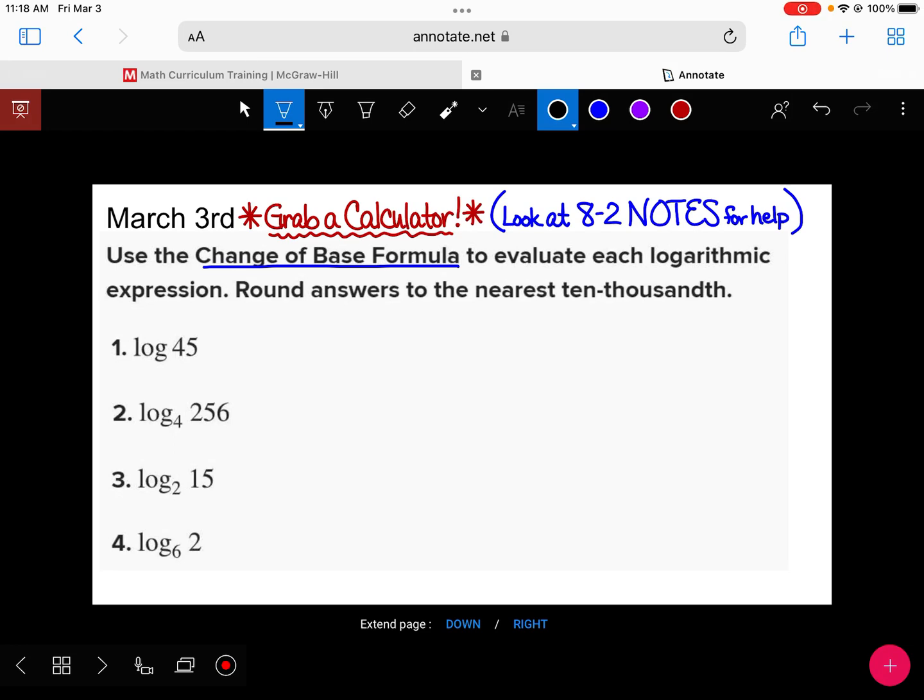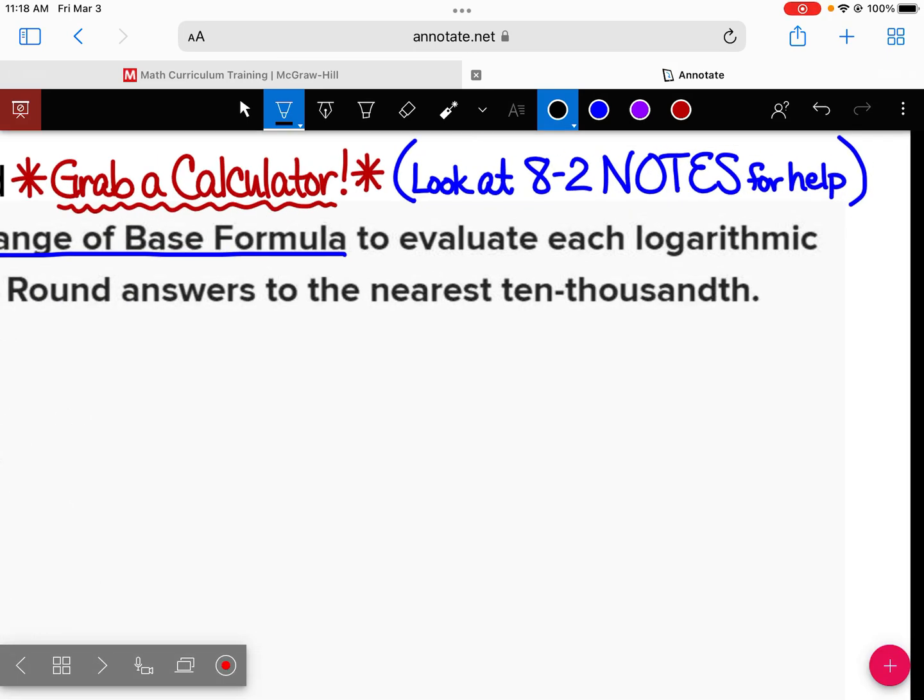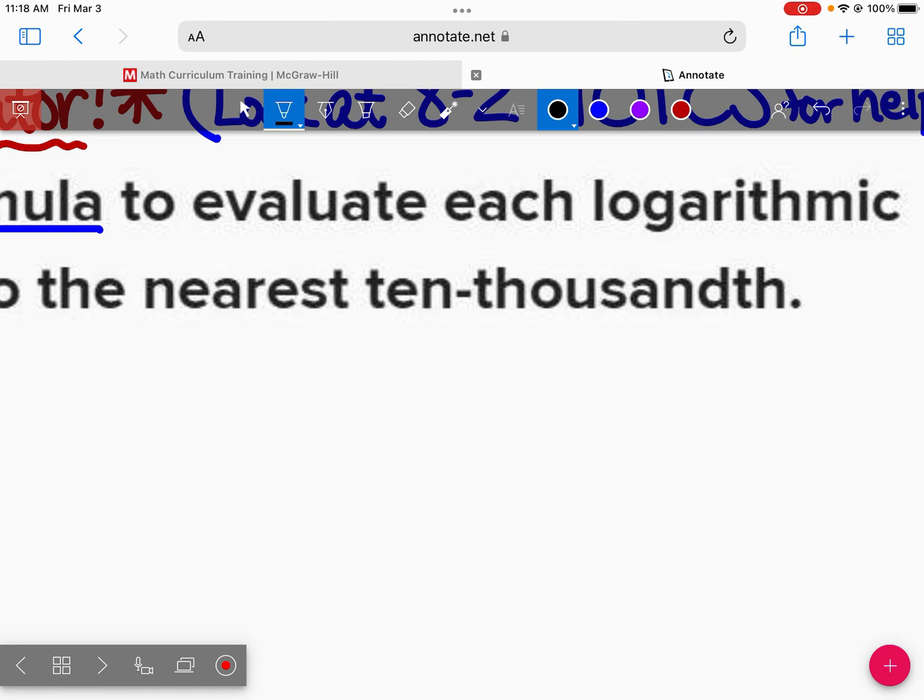What does the change of base formula look like? 1.6532. That's the answer to the first problem. What does the change of base formula look like?